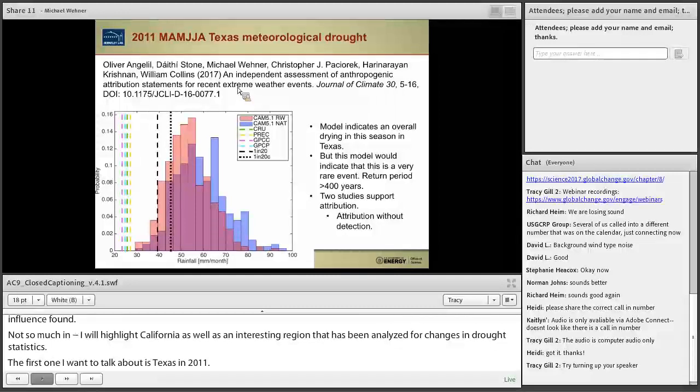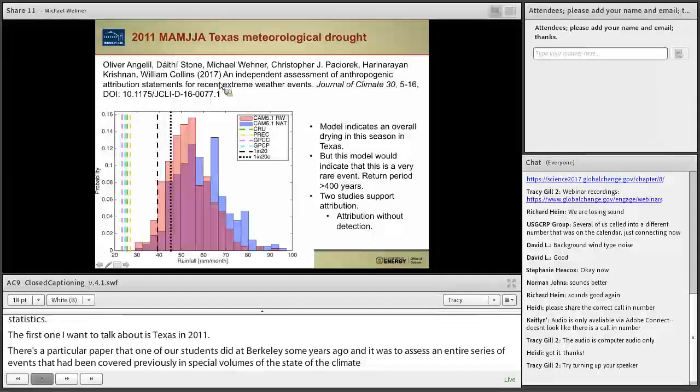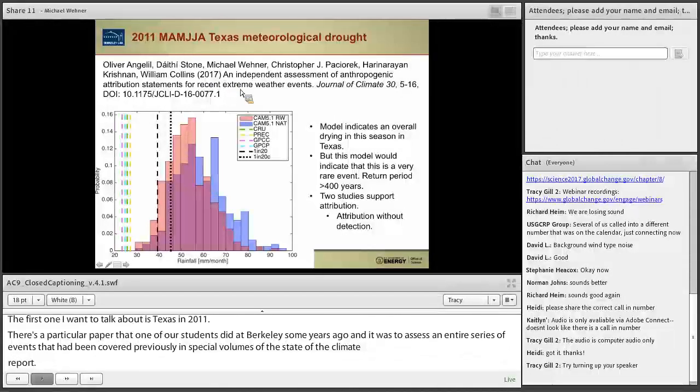And so you have to. That's the caveat, is that I'm quoting here a paper that I helped design, but this is how attribution works in this case of this particular Texas drought. The observations are these vertical lines here.